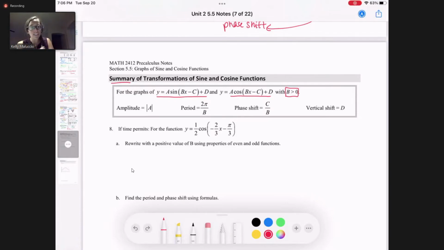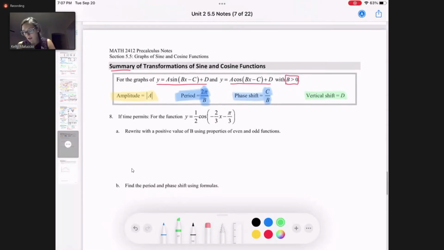So amplitude is absolute value of A. So A can be negative here, right? So just notice, amplitude is absolute value of A. Our period is 2 pi over B. And remember, we're assuming B is positive. If it's negative, we would take the absolute value there, or we would get it to be positive. Phase shift is C over B. Again, B is our positive number here. And our vertical shift is D. So this is like, it's up 5 units or it's down 5, something like that.